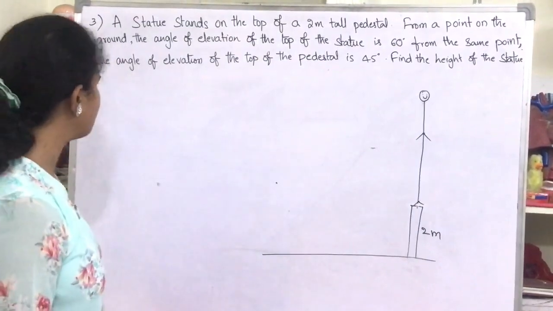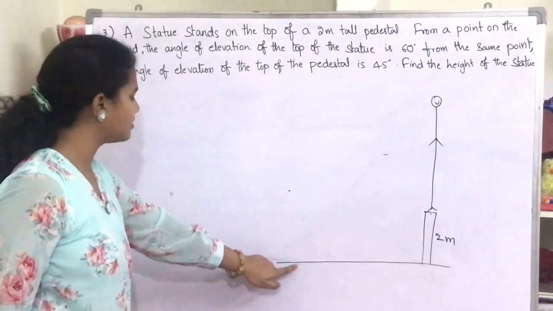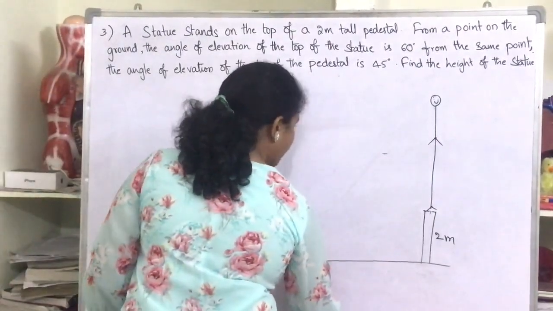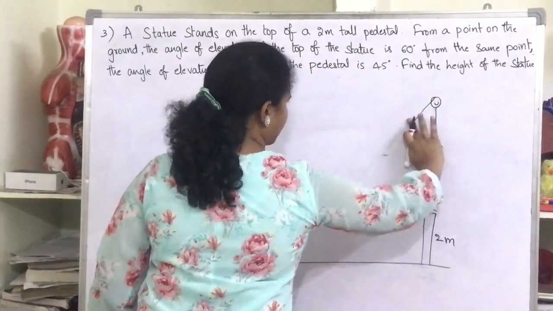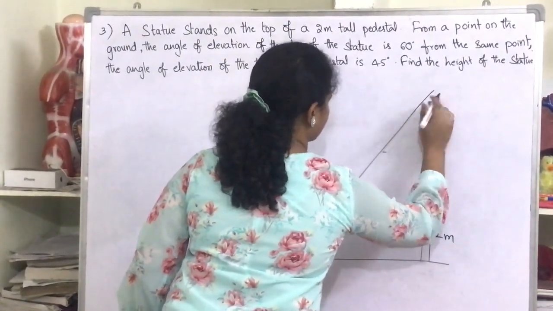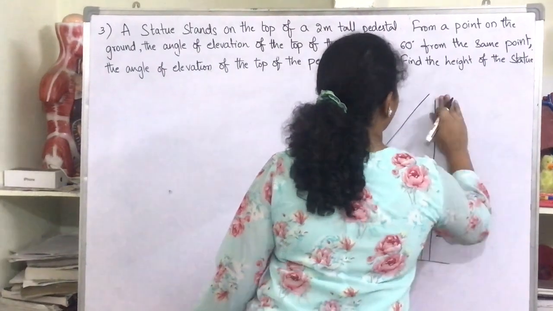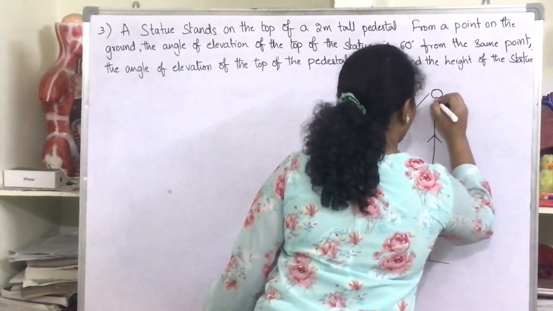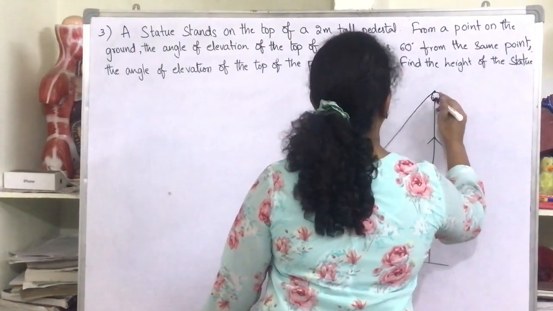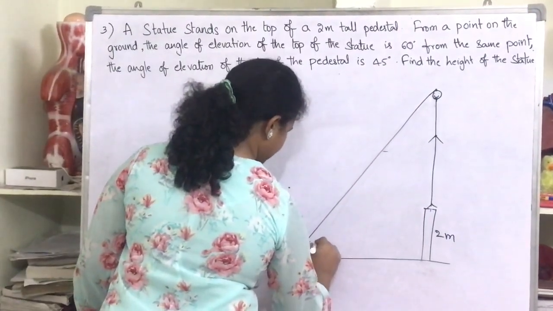Next, the angle of elevation of the top of the statue is 60 degrees. So from a point on the ground, the angle of elevation of the top of the statue is 60 degrees. The angle of elevation from the statue to the ground is 60 degrees. So here we can write 60 degrees over here.